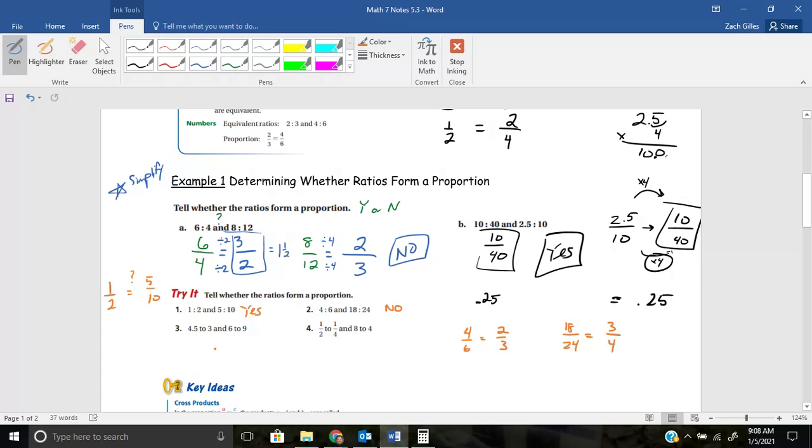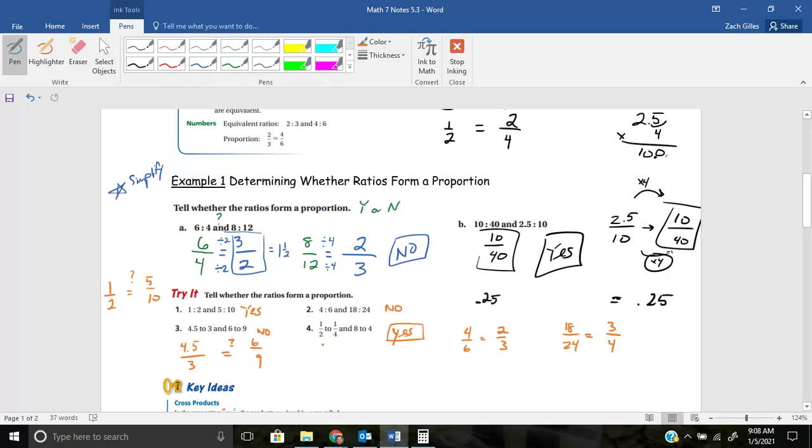Number 3, 4.5 to 3 and 6 to 9. Well, right away, I can see that my numerator is larger than my denominator, so this is going to be greater than 1. And I know this is less than 1 because my numerator is smaller than my denominator. So definitely not. And then for number 4, you should get yes.